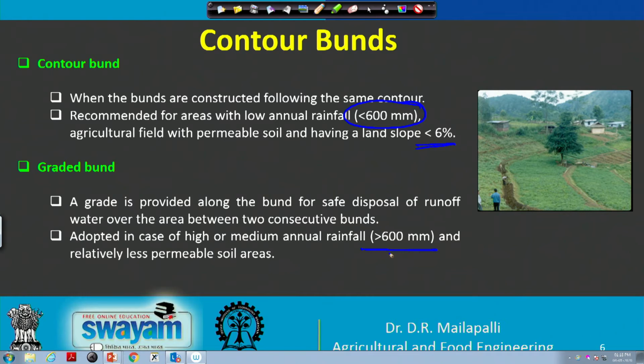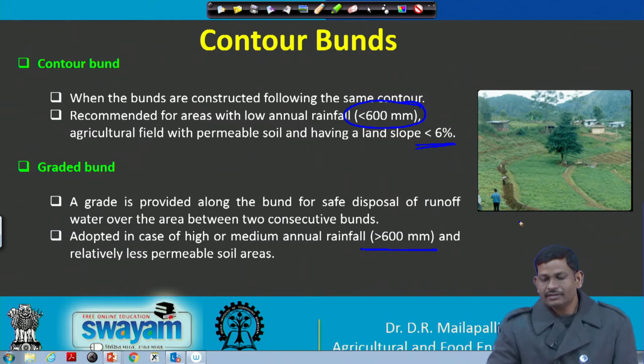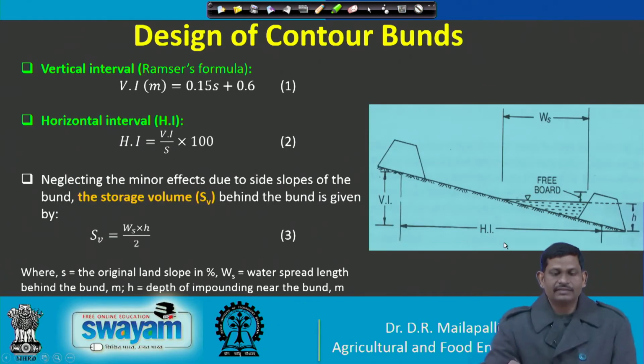Okay, so that is why you need to have a safe disposal channel in case of graded bund. In the contour bund, since we have rainfall less than 600 mm and the slope is less than 6%, the amount of rainfall which is happening on the land surface would be enough to infiltrate down. So, we may not be expecting much runoff. That is why we are mostly concentrating on the bunds in this. So, let us see how to design these contour bunds.